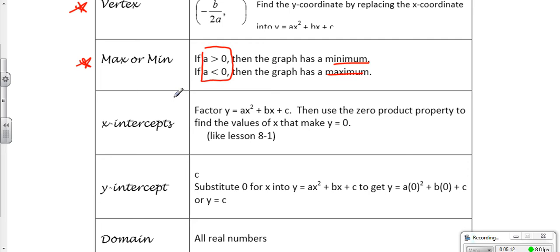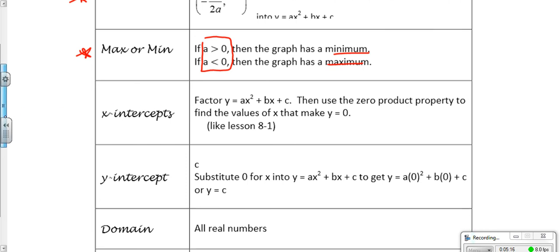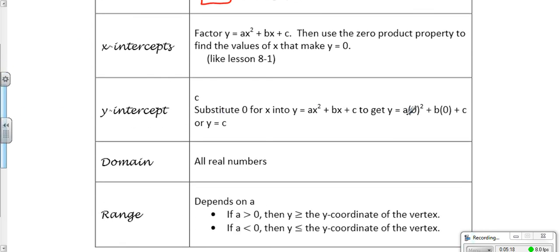X-intercepts, we talked about this in 8.1, okay, so that's going to come back again. Y-intercepts, and the y-intercept is going to be the value of the constant in your equation if it's in standard form, and we'll come and do that.